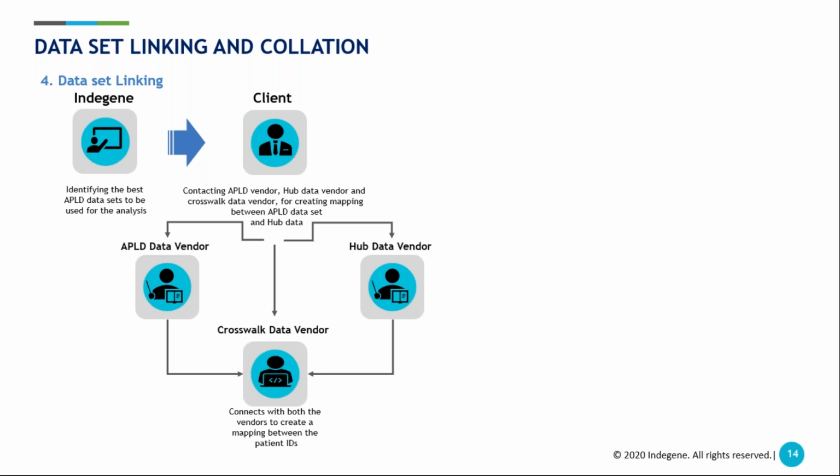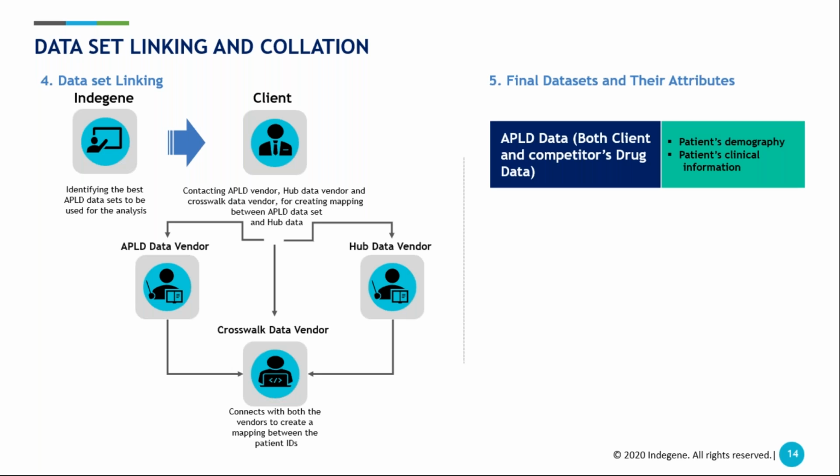So we connected with our client and further connected with the three vendors, and the crosswalk data vendor, along with the help of the APLD and hub data vendors, tried to create a mapping so that we can map APLD with the hub data vendor. With all these steps done, we were now left with 4 data sets.